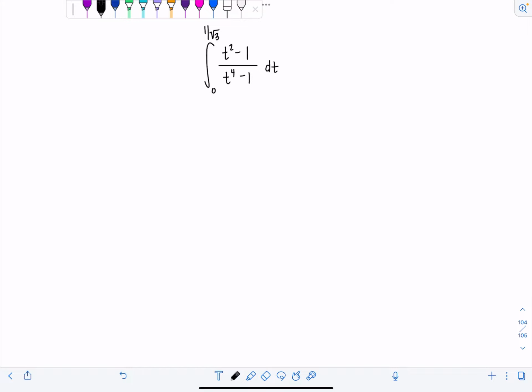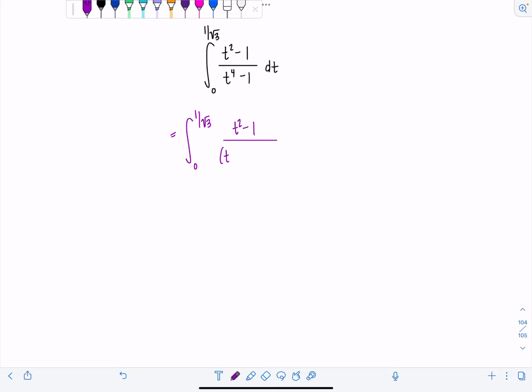First thing I notice, I can factor the numerator, but even more exciting, I can factor the denominator. T to the fourth minus 1 is a perfect square binomial. So let's go ahead and do that first. And I'm not going to factor the numerator just yet. Let me see if I even need to. I'm pretty good at factoring, so I'm thinking I'm not going to need to by the looks of things.